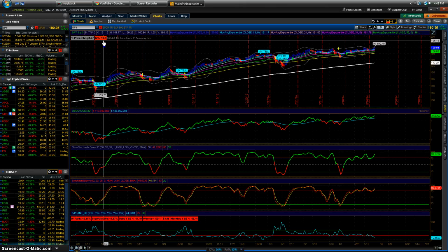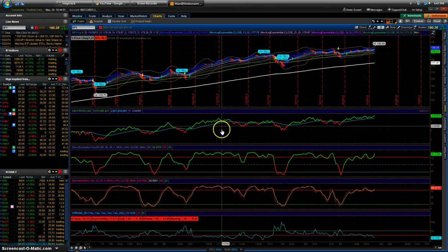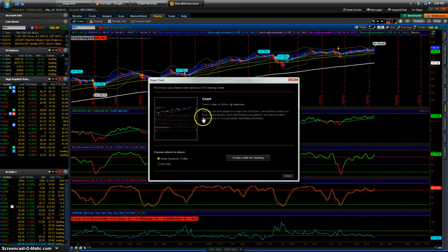And that's basically it. All these chart settings I already have saved for you on the forum, so you can go in with these new settings. You can share the chart settings. In fact, if I click share right here, I can share this entire chart as long as you have an account on TOS. I can create a link for sharing, or I can email it to you. I've already created this link, or I posted it.